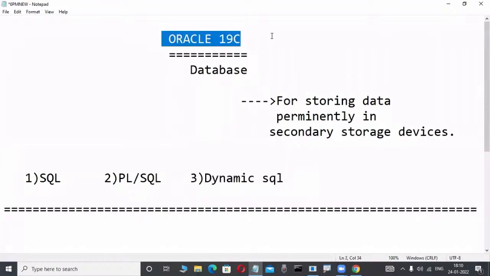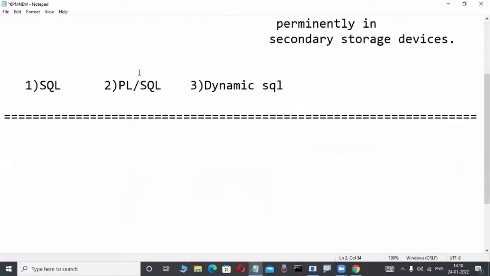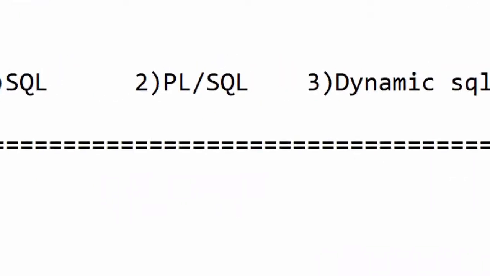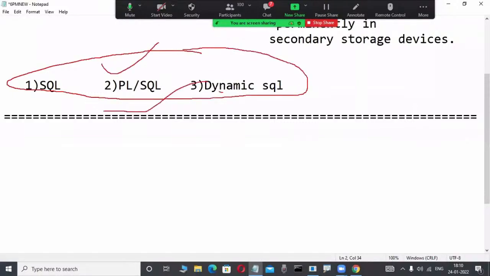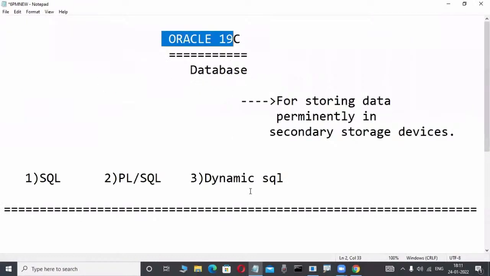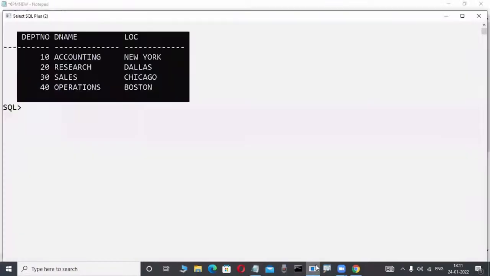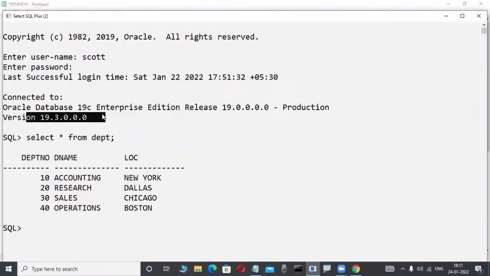Anybody learning an Oracle course anywhere worldwide, in that course they are told about these three languages. What is the SQL language? What is the PLSQL language? What is dynamic SQL? Big concepts only. Through these languages we are operating these types of products, the Oracle product, in your company.